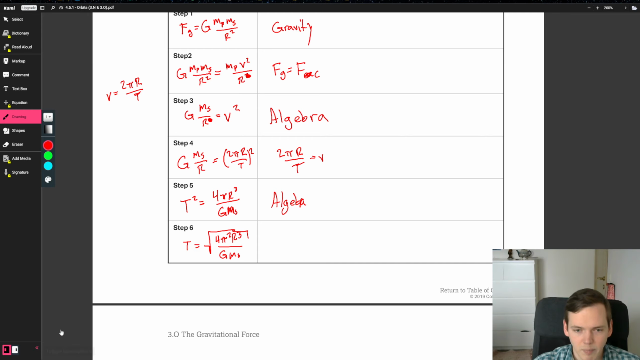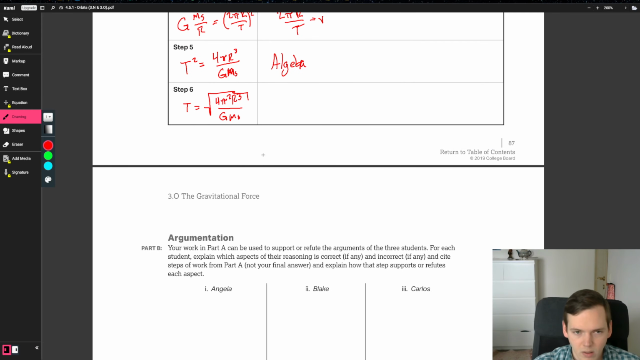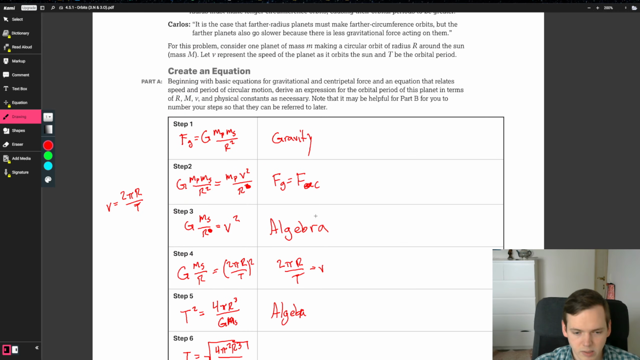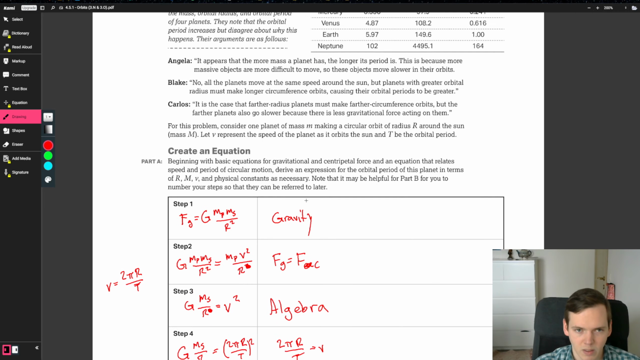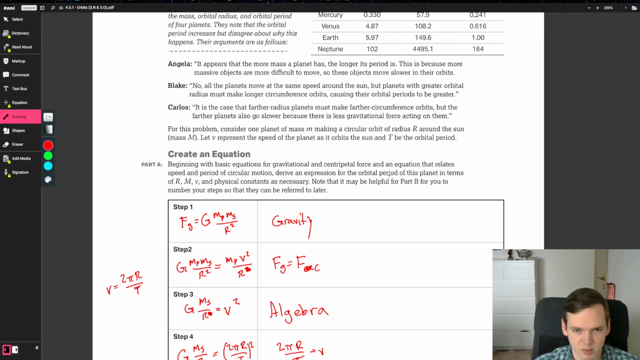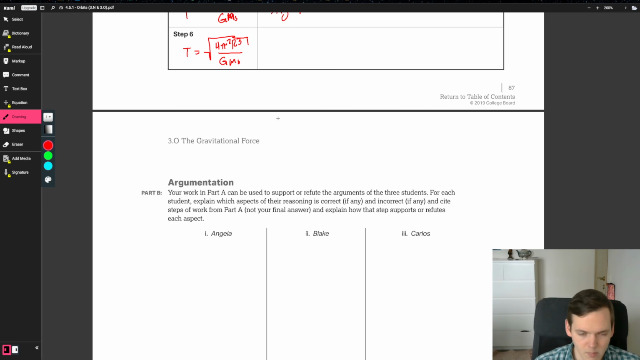So let's talk about what they said. If we look at our solution, our equation, we look at what Angela says: the longer the period is because more massive objects are more difficult to move, so these objects have slower orbits. Angela is wrong. Mass of planet doesn't matter. We see that period is not contingent on the mass of the planet. It's contingent on the mass of the sun, but not the planet.